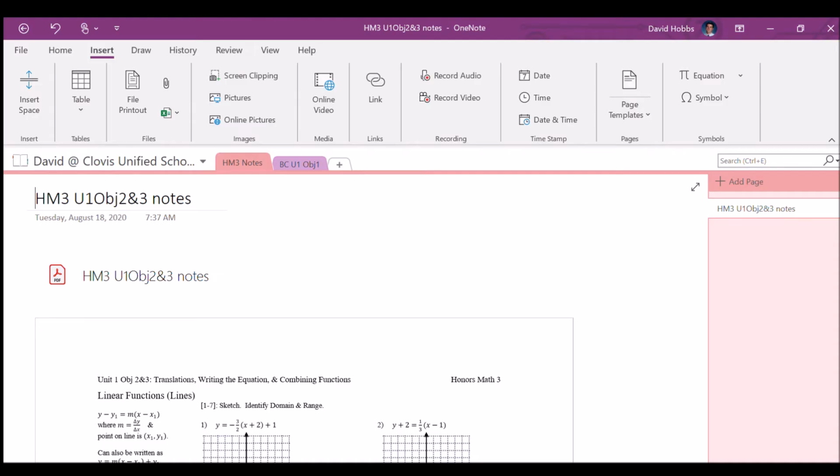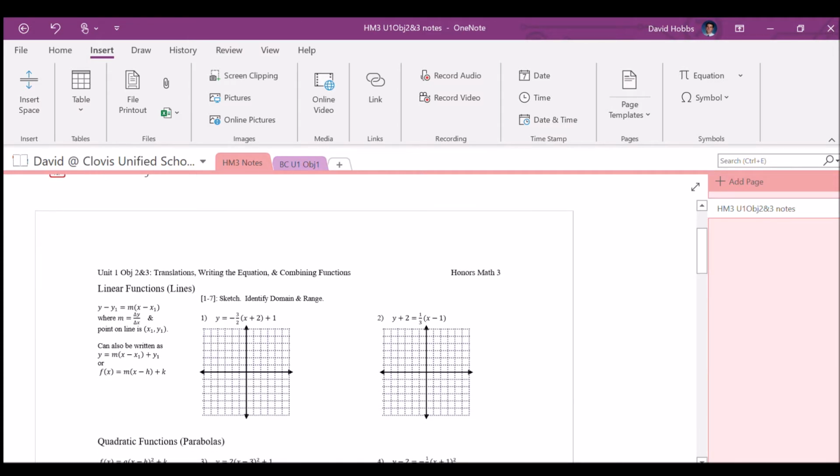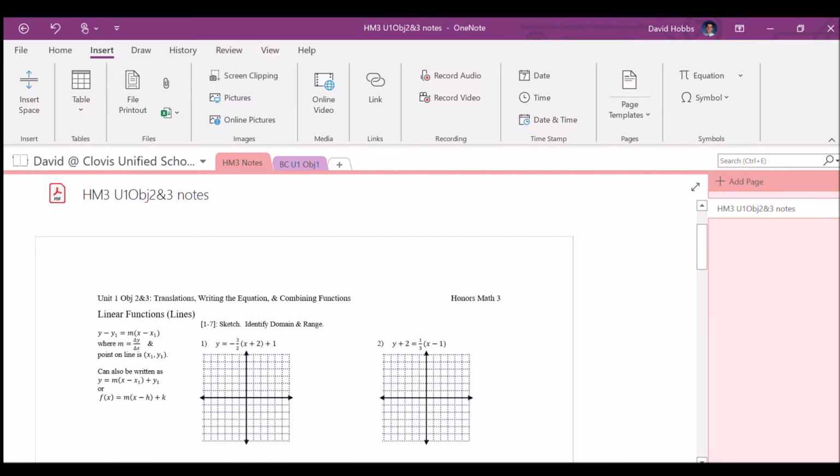Okay, welcome back to Unit 1 notes, and this is a combination of objectives 2 and 3 in Unit 1. Okay, so now we're going to build off of what we were doing in that first objective. The first objective we were doing just the parent functions, and now we're doing the more generalized functions. So really this is the more important lesson of the two. It's just we build off of that foundation from Unit 1. So let's go ahead and start with the lines.